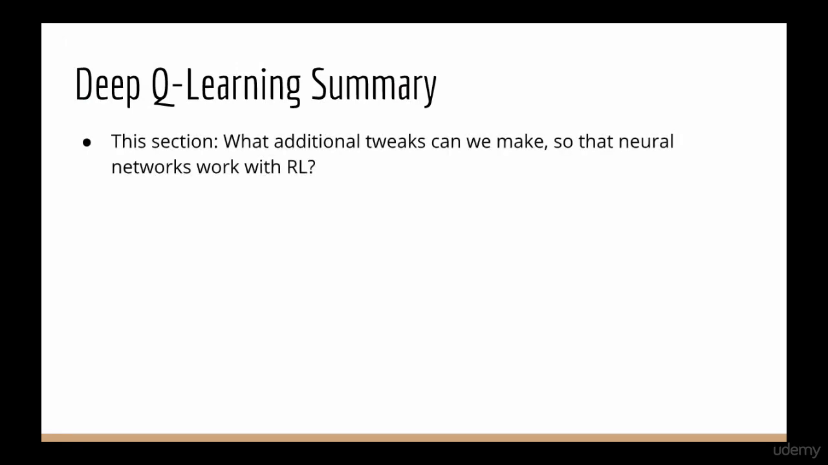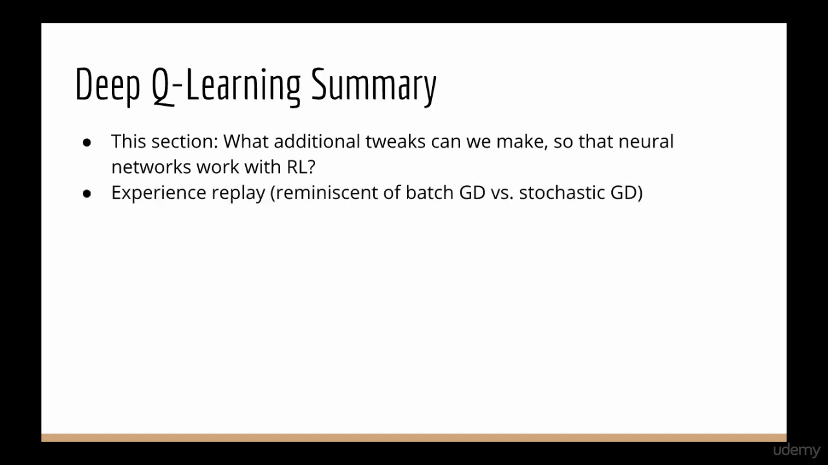In this section, we answered the question, what additional tuning can we do to get neural networks to work with reinforcement learning algorithms like Q-learning? So let's list out some of those techniques. There's experience replay. This should remind you of batch gradient descent, where instead of stochastic gradient descent, where we just look at one sample at a time, we look at a bunch of samples that we collected from the past.